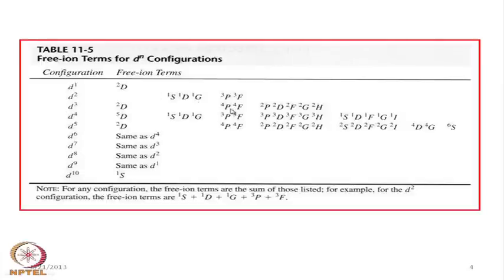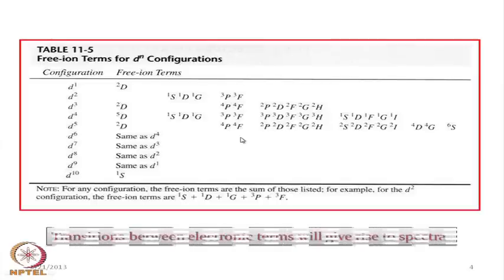Similarly, for d2 we have the 3F and 3P, these are the values. For d3 we have 4F and 4P, and we see that d8, since it is the hole equivalent of d2, the terms for d2 are also applicable for d8, which is the corresponding nickel in +2 oxidation state. So, whenever we find nickel complexes in this electronic configuration, we will utilize the corresponding terms for d2. So, for nickel complexes we will have the corresponding ground term as 3F. This 3F term for a nickel complex can also be split under the corresponding crystal field, and the split terms we will utilize for their corresponding transitions in different levels.